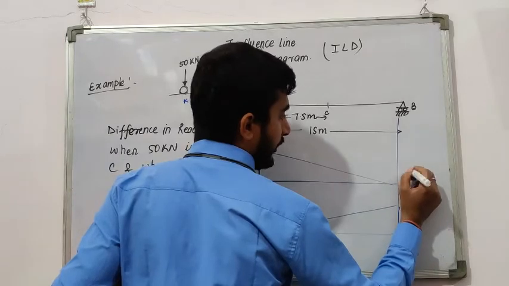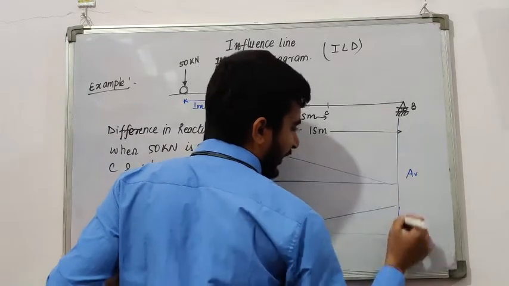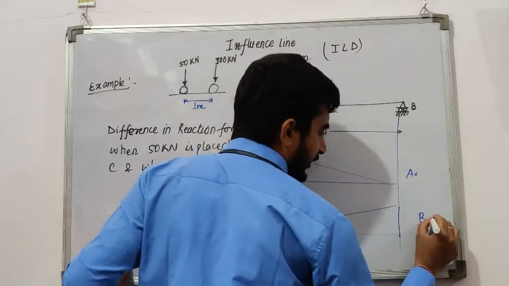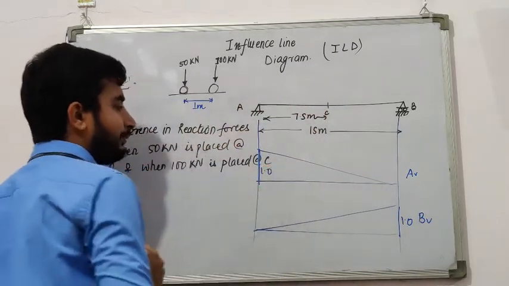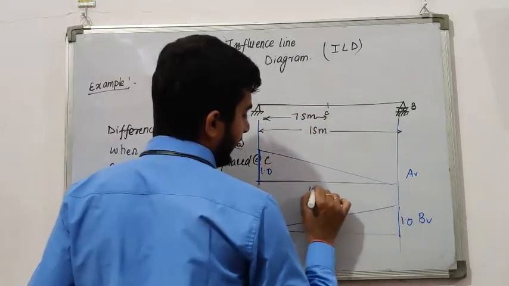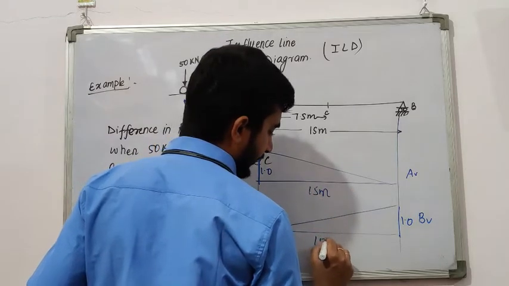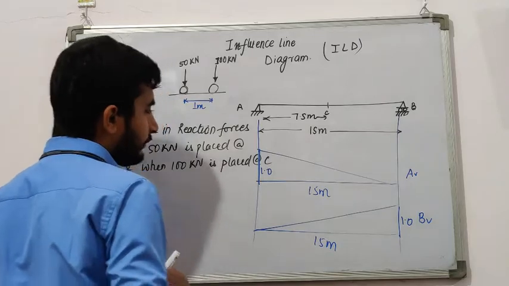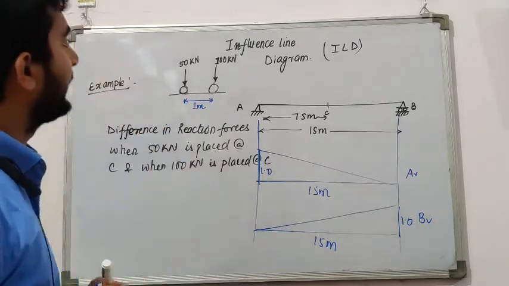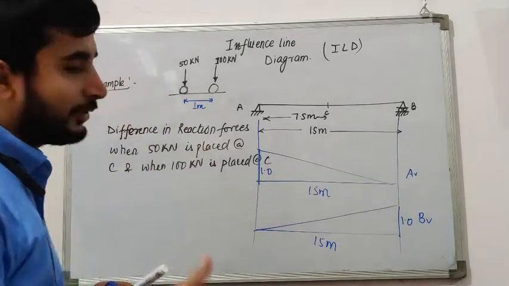This is ILD for AB. I'm not going to write ILD again and again, it's too boring. 1.0 and this is 1.3. This distance is 15 meter. Done. First thing. So let's go with the case 1.